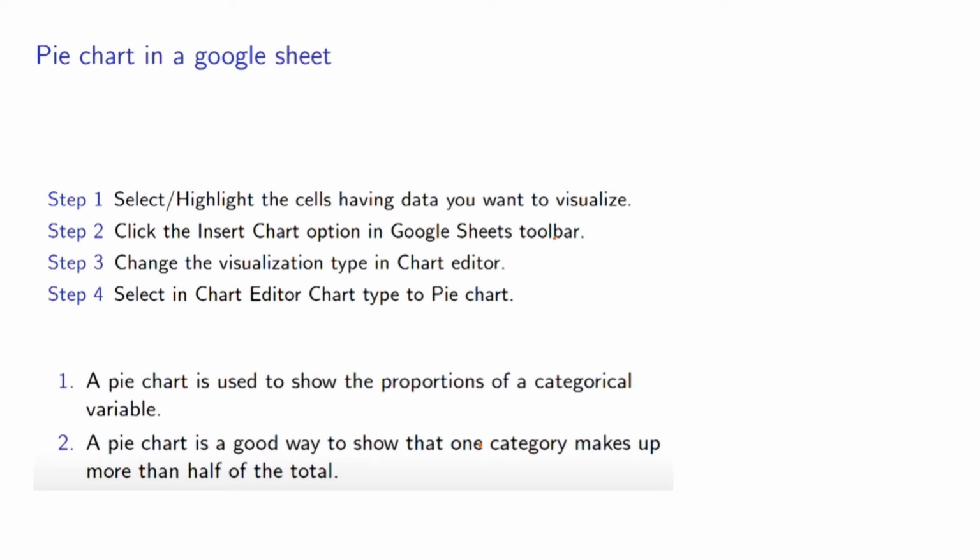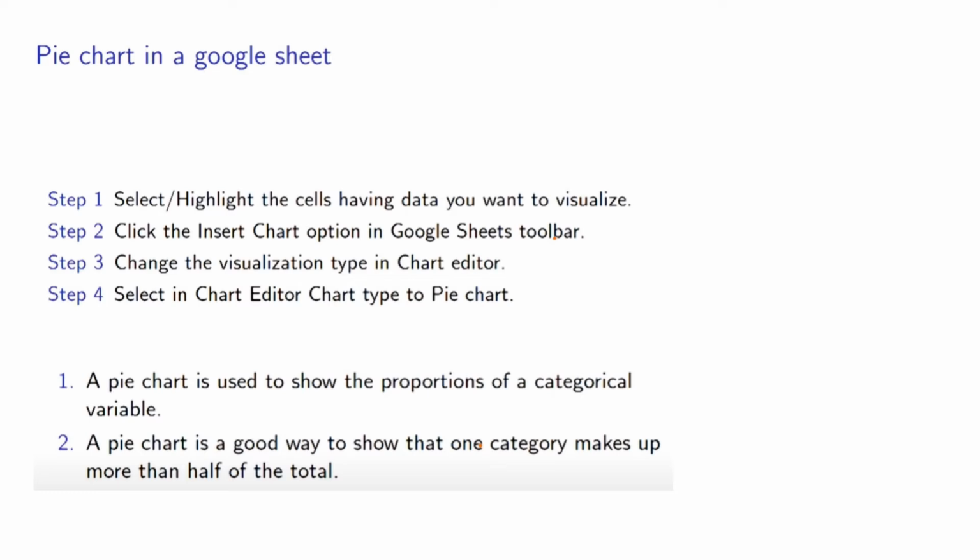Pie chart in Google Sheets. Select, highlight the cells having the data you want to visualize. Click the Insert Chart option in the Google Sheets toolbar. Change the visualization type in Chart Editor. Select the chart type in Chart Editor as pie chart.